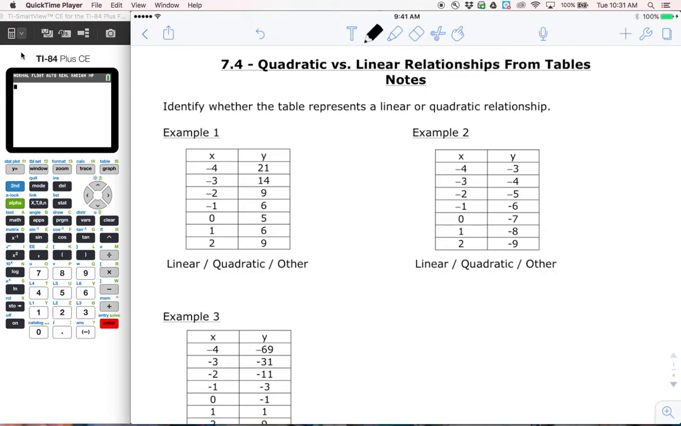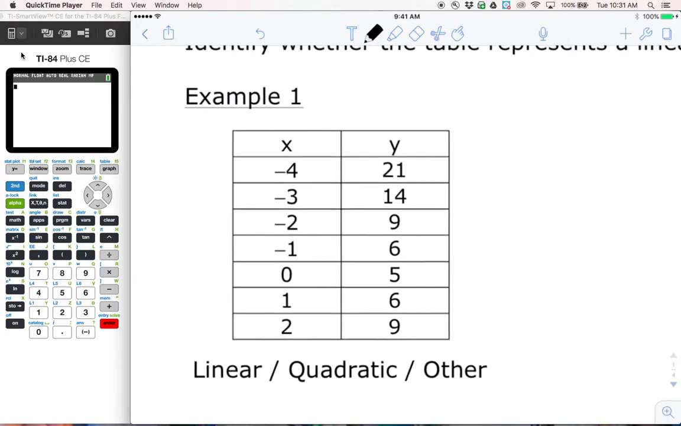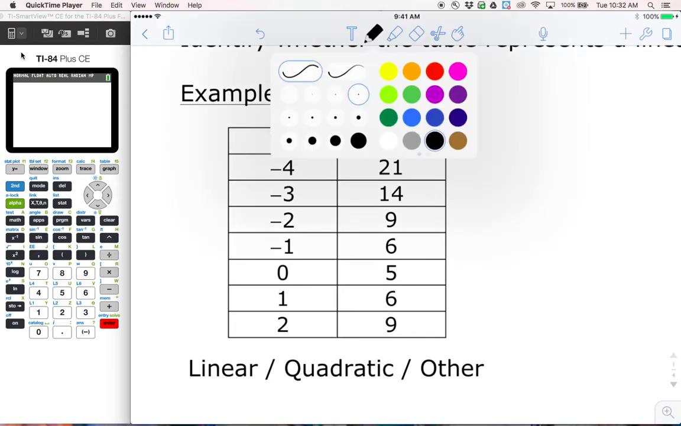7.4, quadratic versus linear relationships, and we're really going to focus on that, looking at tables today. So look at example number 1. We're supposed to decide whether these numbers represent a linear, quadratic, or some other kind of relationship. We're really going to focus here just for a few minutes on how to do that with just looking at these numbers. And we're going to focus on the differences between the y values.